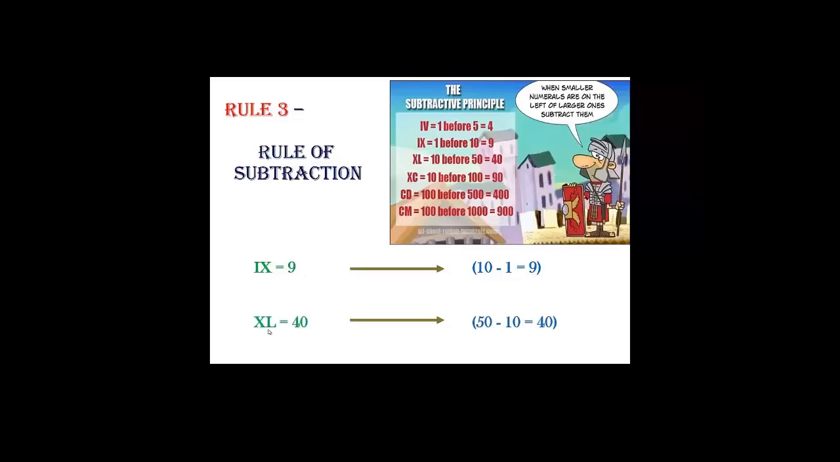Another example, XL. Can you tell me what's the value of L? Look into your notebook, all of you. Yes, it is 50. X is 10. So the smaller value comes before the bigger value. Hence, they have to be subtracted. So 50 minus 10 is 40. So the value of XL is 40.